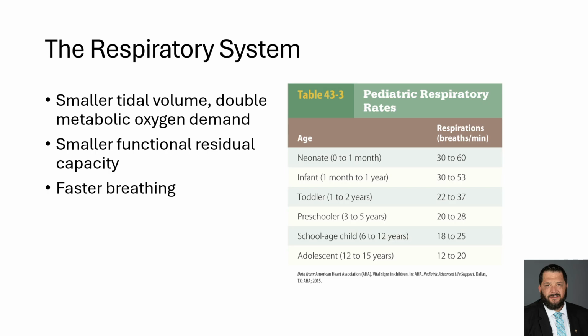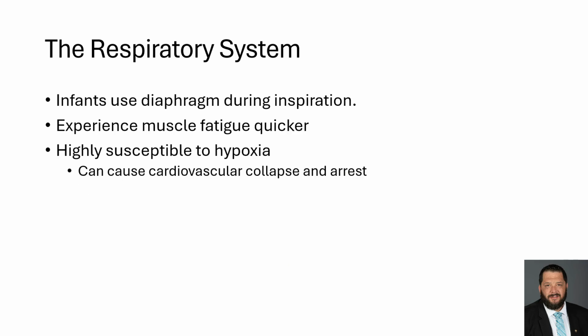As far as the respiratory system goes, pediatric patients have smaller tidal volume but nearly double the metabolic oxygen demand. You can see a table here on the right-hand side of normal respiratory rates for pediatric patients, and while it's worth committing those to memory, remember that a number doesn't dictate respiratory sufficiency. We should keep in mind that assessment techniques such as oxygen concentration or end-tidal CO2 capture can give us a better indication of how well the patient is ventilating and oxygenating.